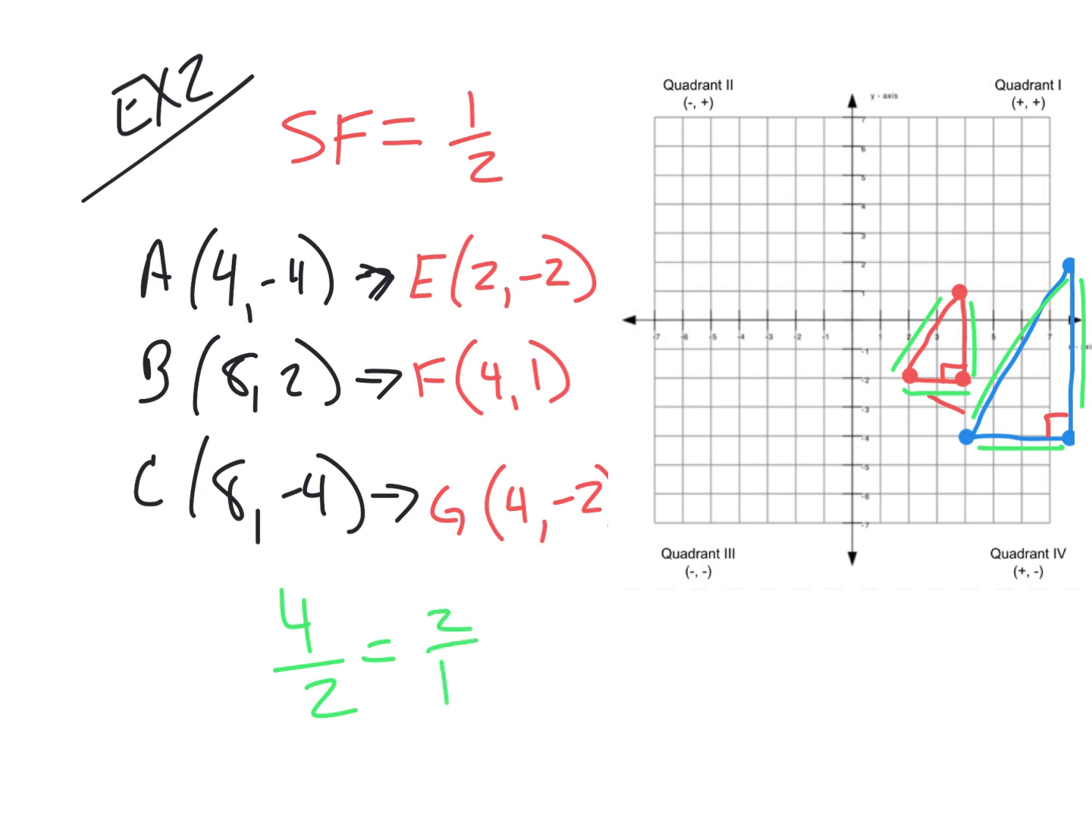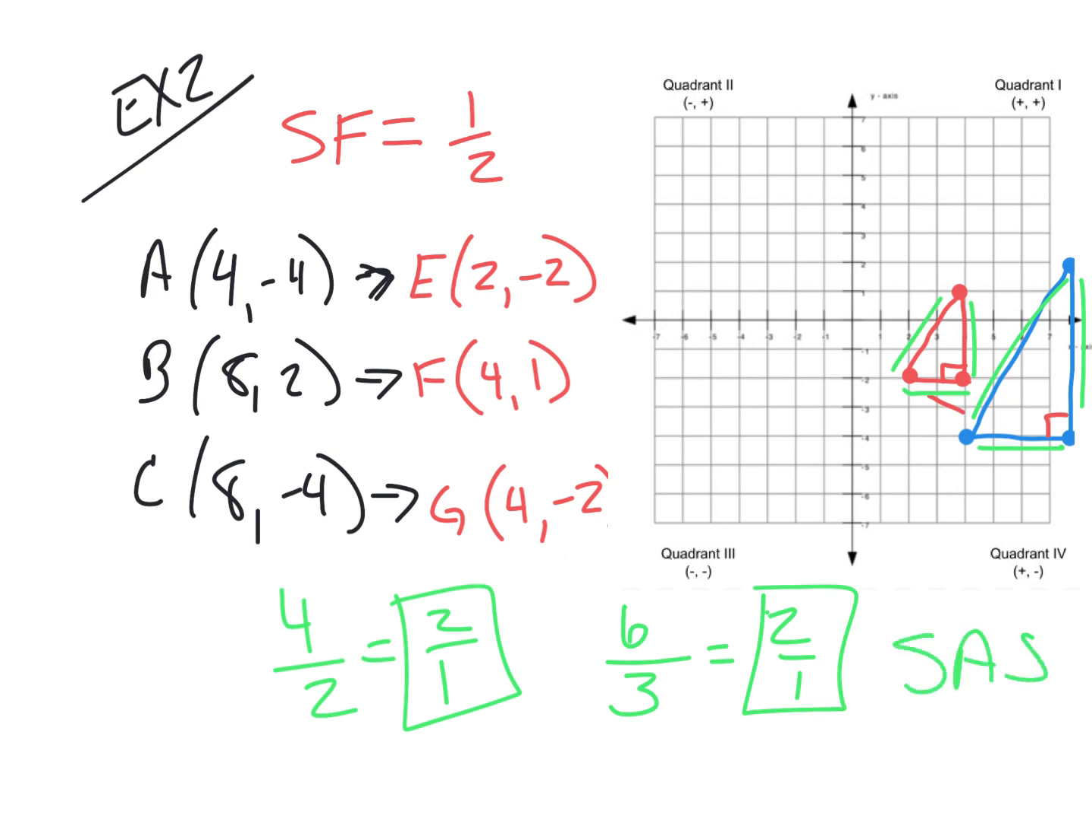Okay, and then I do the tall one, which is how tall? 6. And how wide? 3. Which reduces to 2. So are these proportional? Yeah. So according to side-angle-side, they are similar triangles. All right. Any questions? All right. Let's keep going.